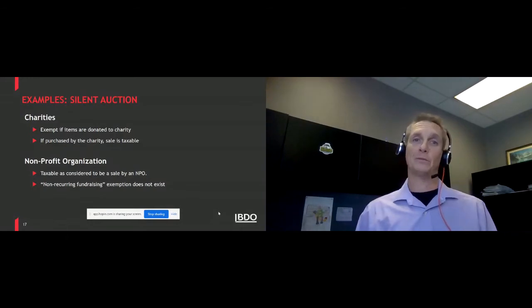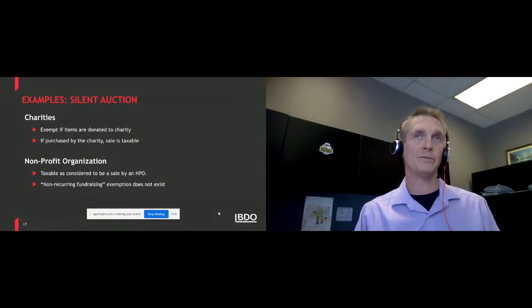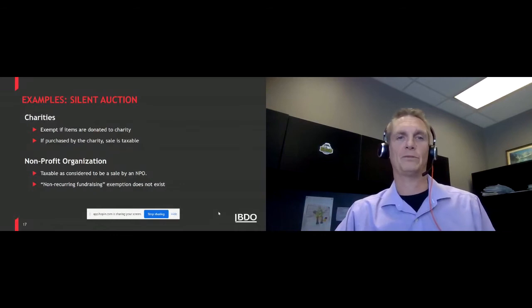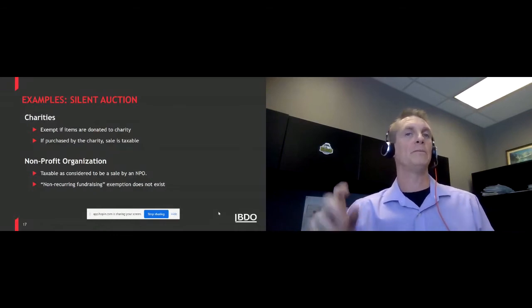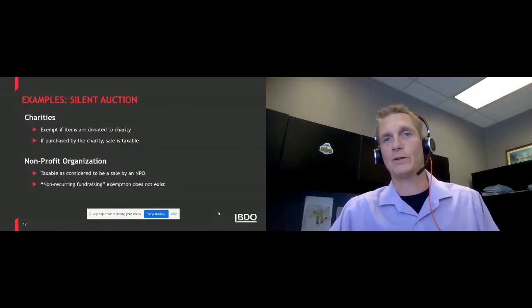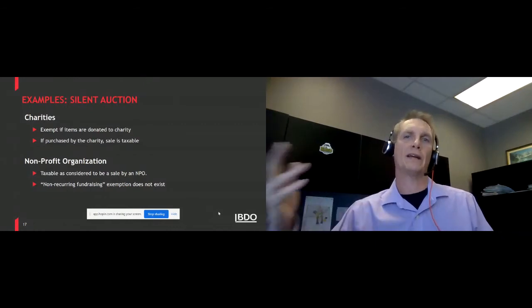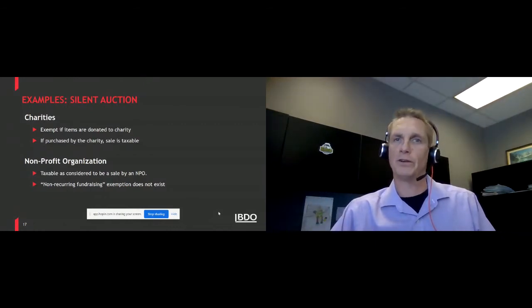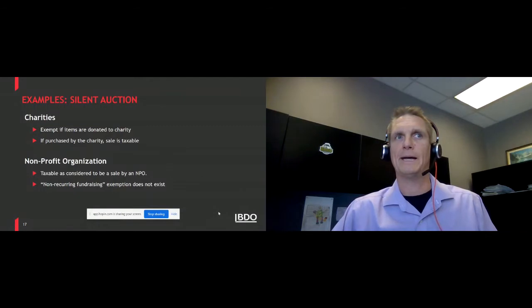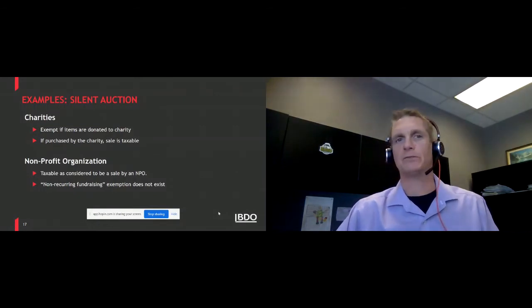Now, if the charity actually purchases items and then resells them, those are kicked out of the general exemption. So you have to be a little bit careful. Maybe if it's a silent auction that only occurs once a year, we could get that under the non-recurring fundraising exemption. But that's just something to watch for.